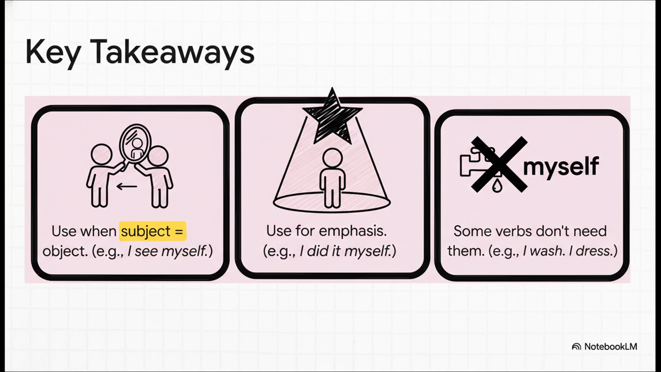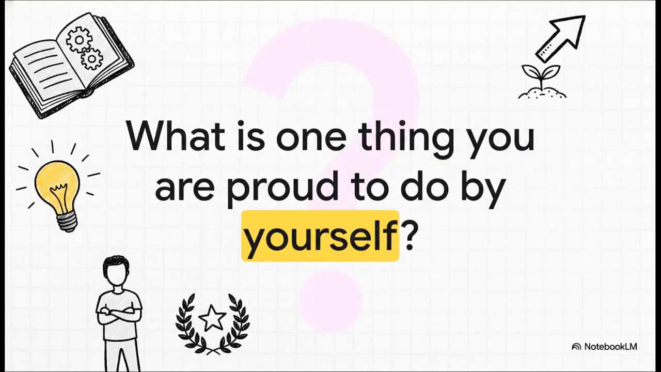And hey, here's a little bonus tip for you. For really common, everyday actions like washing or dressing, we usually just drop the reflexive pronoun. So you'd say, I need to dress for the party, not I need to dress myself. It's just one of those little quirks of English that's good to know. So I want to leave you with a final thought, and it uses that emphasis rule we just talked about. I want you to think about this for a minute. What is one thing you are really proud that you can do or that you have done completely by yourself?